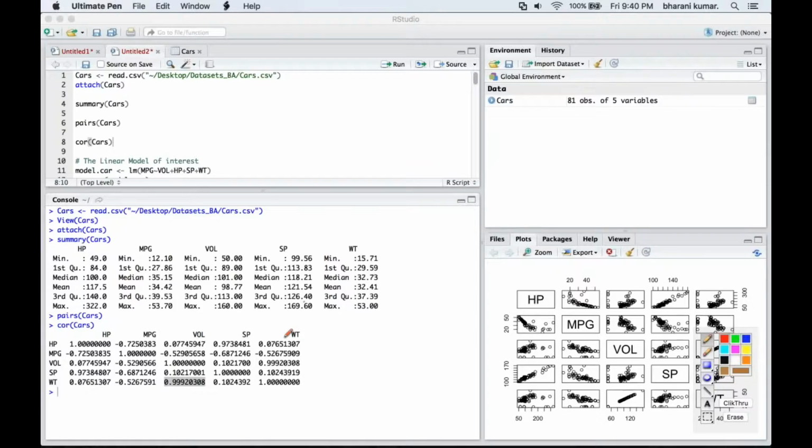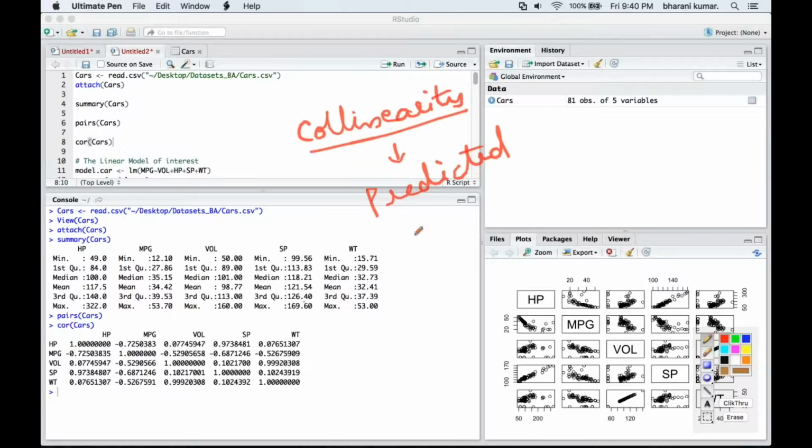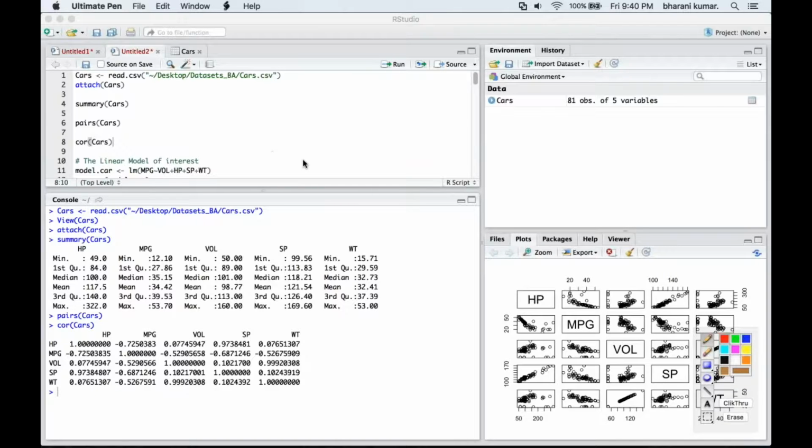All right. What would happen if there is a strong correlation between inputs? The problem is called the collinearity problem. If you have collinearity problem, that means if your inputs are correlated, then your prediction would be wrong. Prediction would be distorted. All right. So we will try to see how to solve that problem.